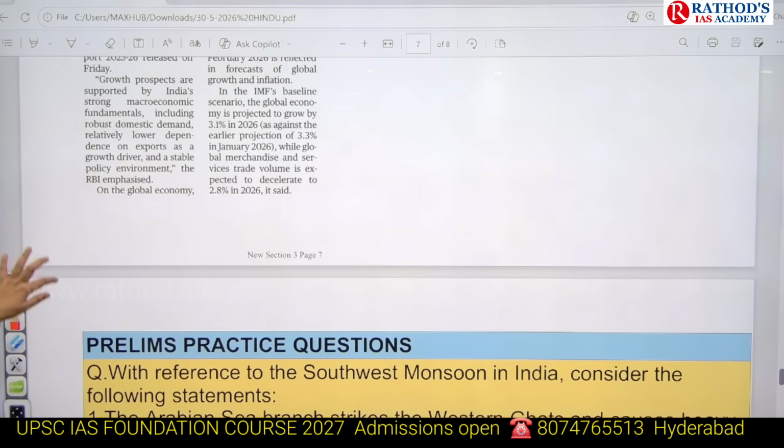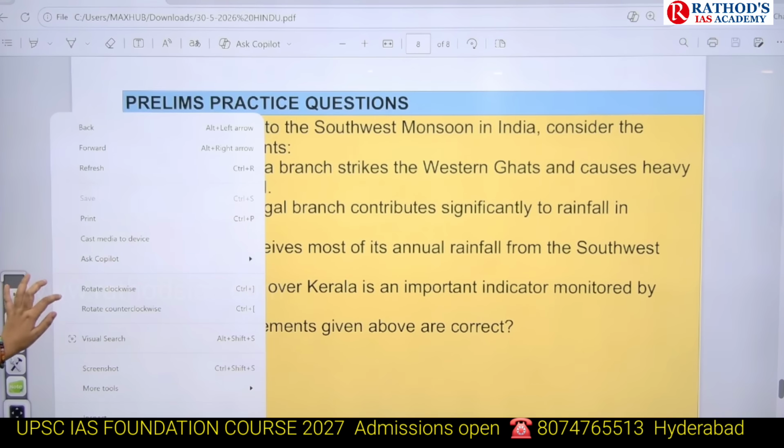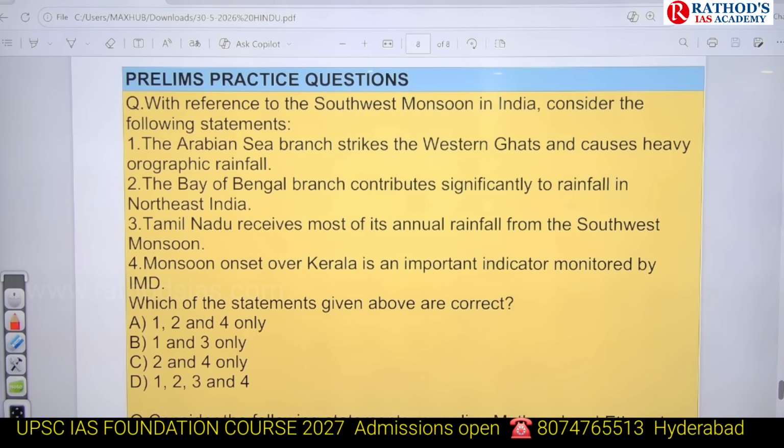Okay, see these questions, guys. First question is about the southwest monsoon. With reference to the southwest monsoon in India, consider the following. First, the Arabian Sea branch strikes the Western Ghats and causes heavy orographic rainfall. Second, the Bay of Bengal branch contributes significantly to rainfall in northeast India. Third, Tamil Nadu receives most of its annual rainfall from the southwest monsoon. Fourth, monsoon onset over Kerala is an important indicator monitored by IMD.